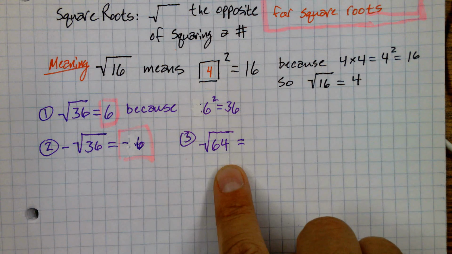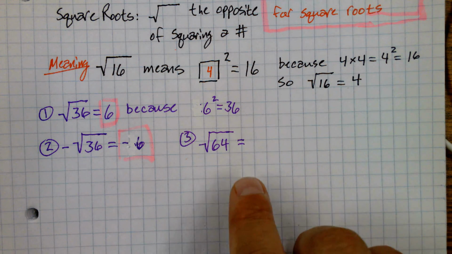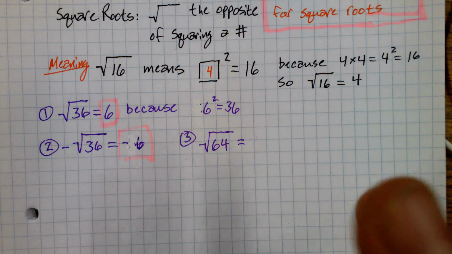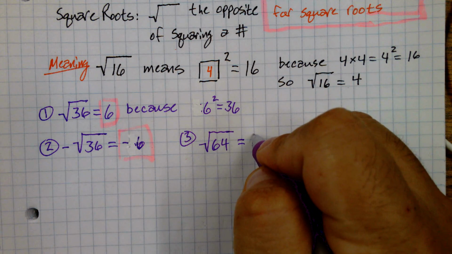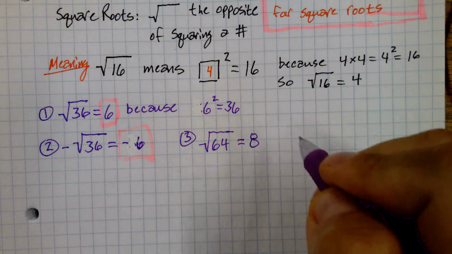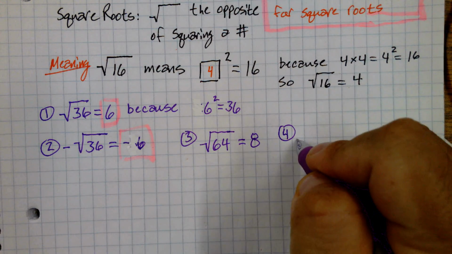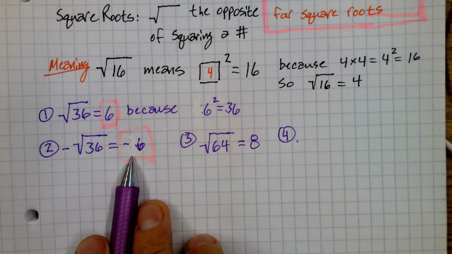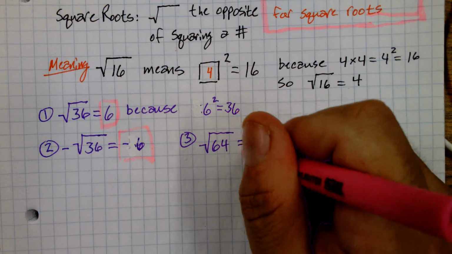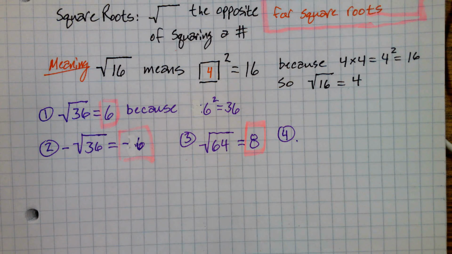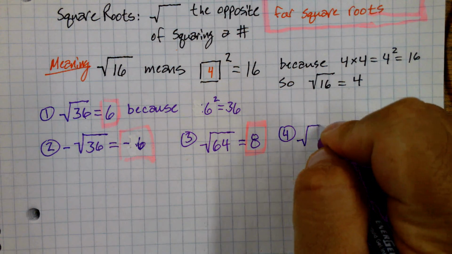Square root of 64. What number times itself is 64? 8. So the square root of 64 is 8. Now the negative was outside and it was a negative answer, right? What if the negative is inside? Let's see if that changes anything.